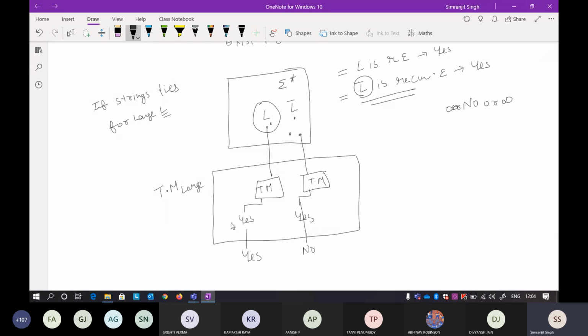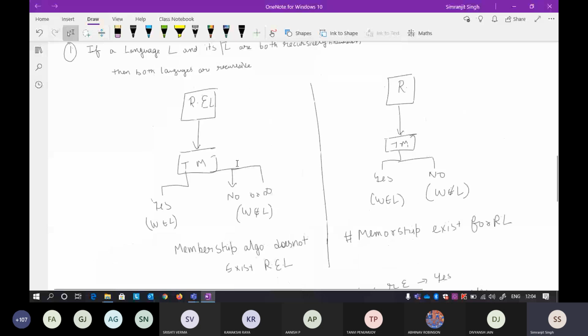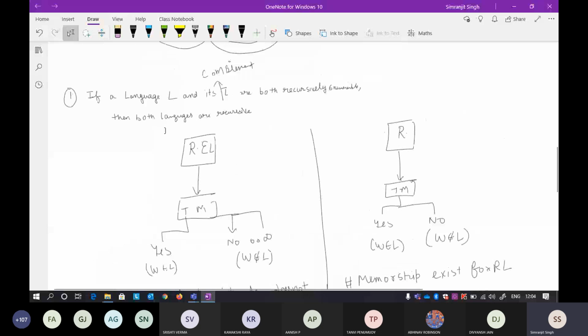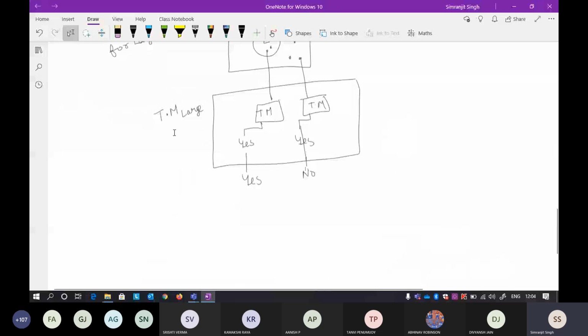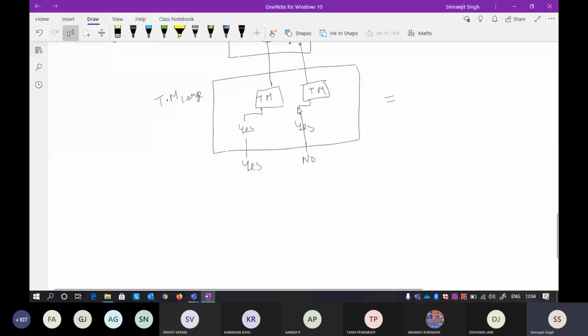Now my Turing machine will always reply, for L, if a particular string lies in L, it will reply yes, it lies in L. If my particular string does not lie in L, it will definitely reply that this string does not lie in L. So that is why the statement goes like this: if a language L and its complement L dash are both recursively enumerable, then both languages are referred to as recursive languages. Now your Turing machine that was previously not a halting Turing machine becomes a halting Turing machine.